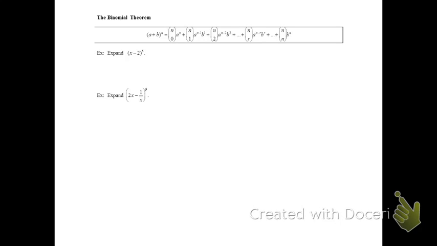Okay, so I want to use the binomial theorem, and I want to expand out x minus 2 to the power of 6. And you can see here that we are given a pattern to follow, starting at the top here with n choose 0 and ending with n choose n.